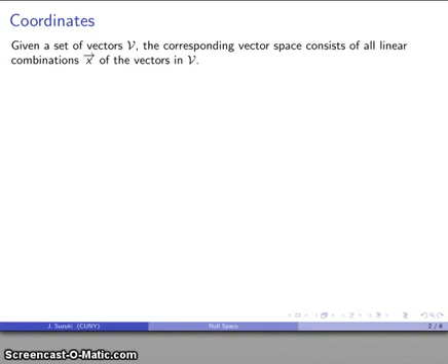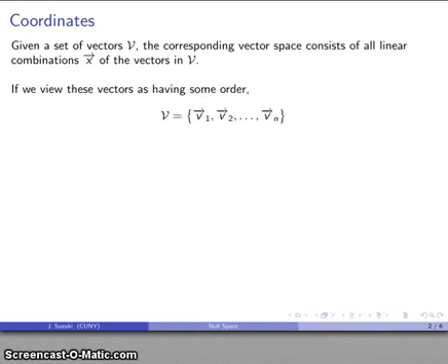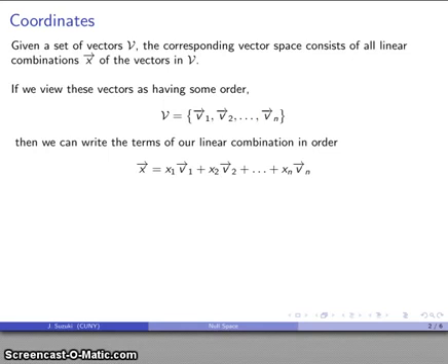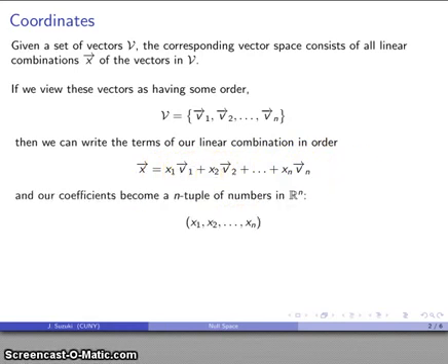While we are assuming, because we are dealing with a vector space, that vector addition is commutative, so there's no order that we have to do our additions in, suppose that we actually view the vectors themselves as having some order. Maybe we decide that this is the first, this is the second, and so on. Then I can write our linear combinations in the order of those vectors. So I have my coefficient x1, v1, and so on.